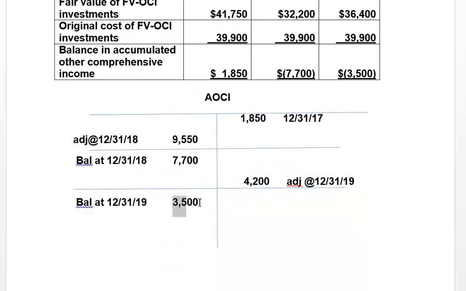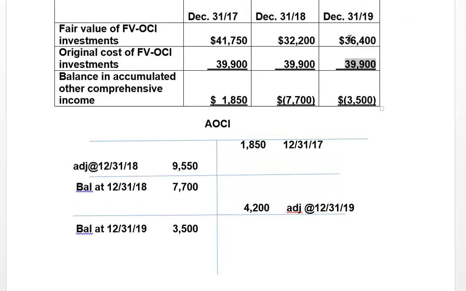That's going to leave us with a net debit balance in AOCI of $3,500. Isn't that the same as the difference between the original fair value, which was the original cost, and the fair value of the investment at the end of 2019? So that's a little bit of theory. All right? So you might want to pause the video now just to make sure that you get that concept.